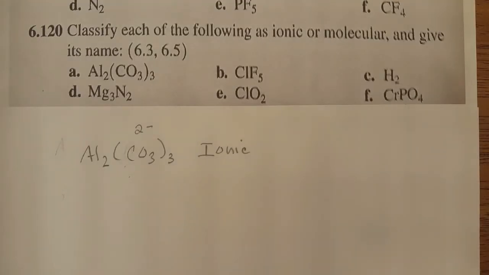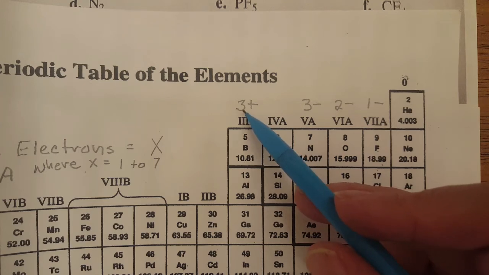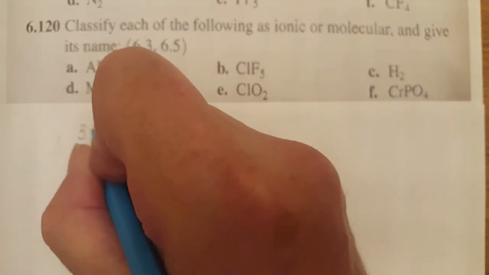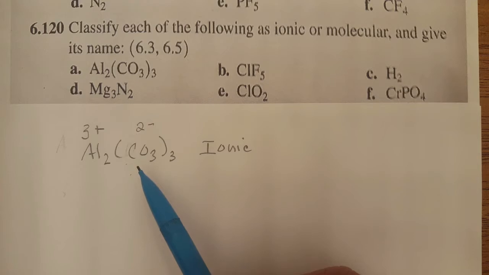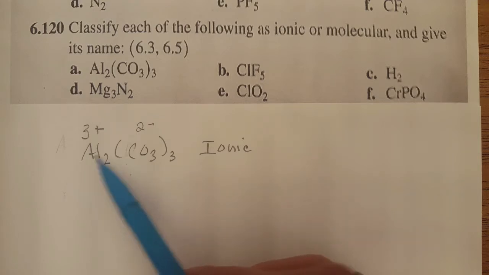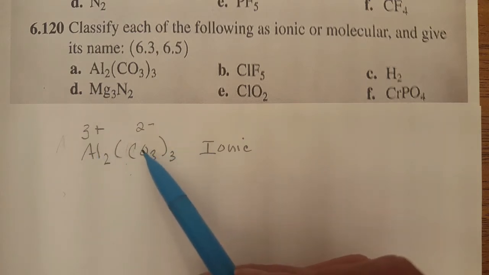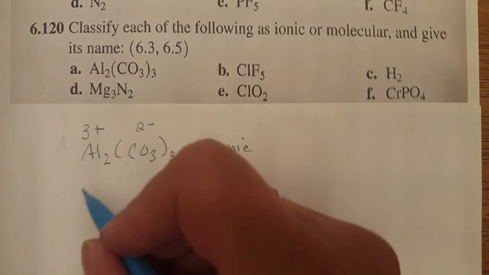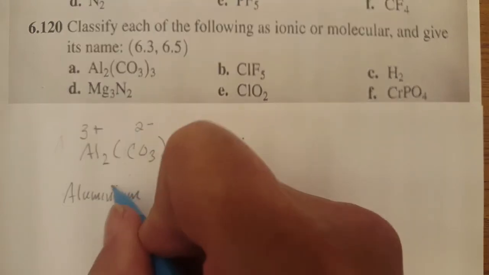What is the charge on aluminum? So we look at the periodic table. There's aluminum. It's in group 3A, and when it ionizes, it loses 3 electrons, and it ends up with a charge of 3 plus. So that's a 3 plus. And as you can see, these charges cross and give the stoichiometry, or the ratio between the cations and the anions. So there are 2 aluminum cations for every 3 carbonate anions. So this thing is called aluminum carbonate.